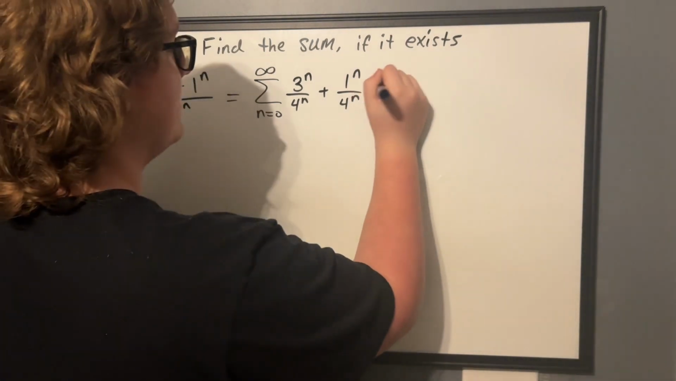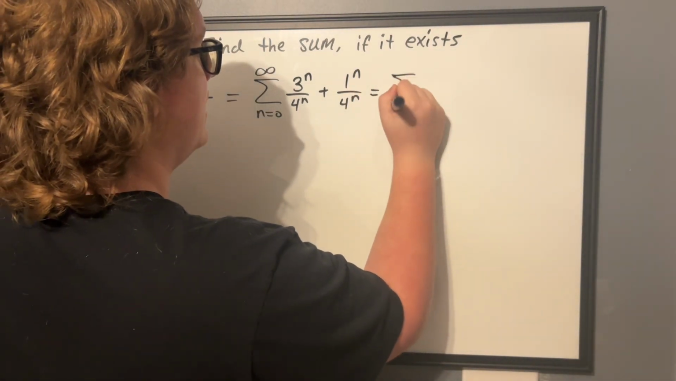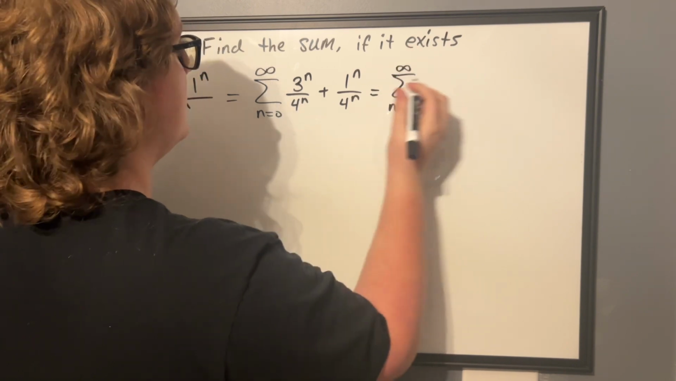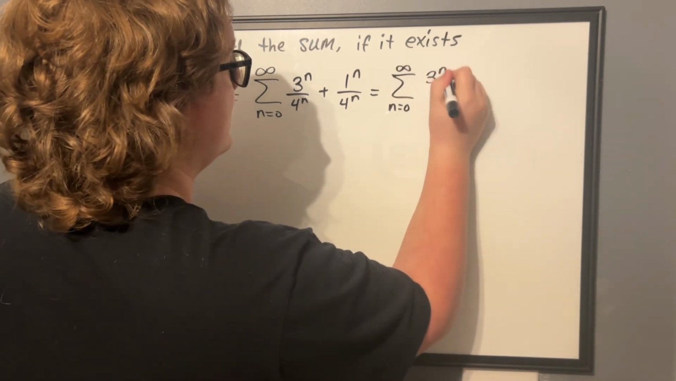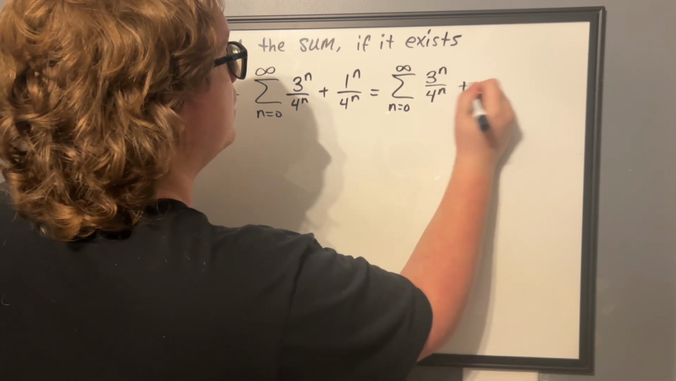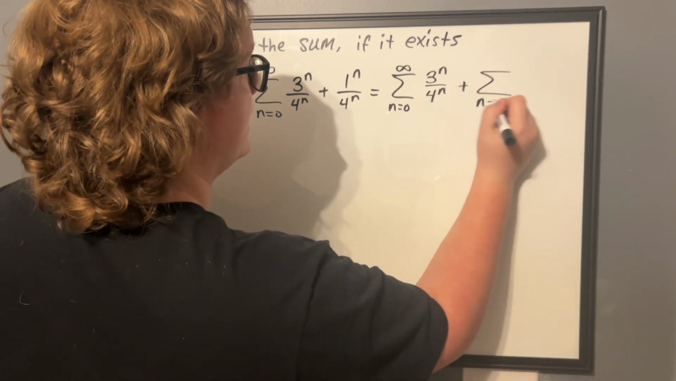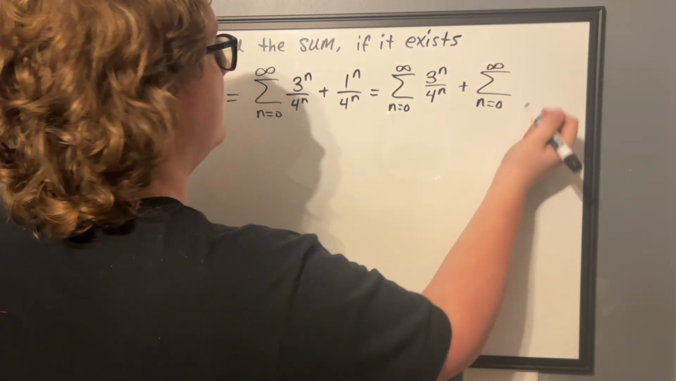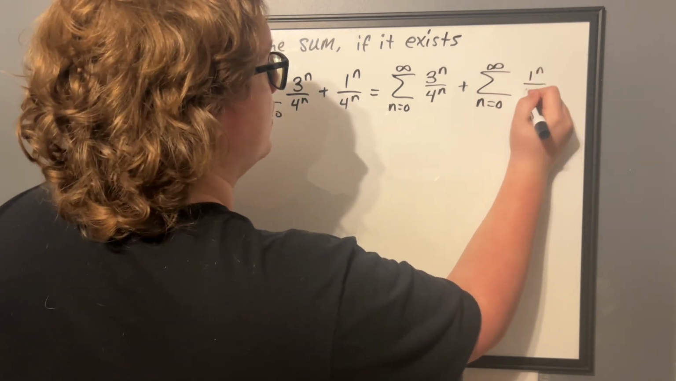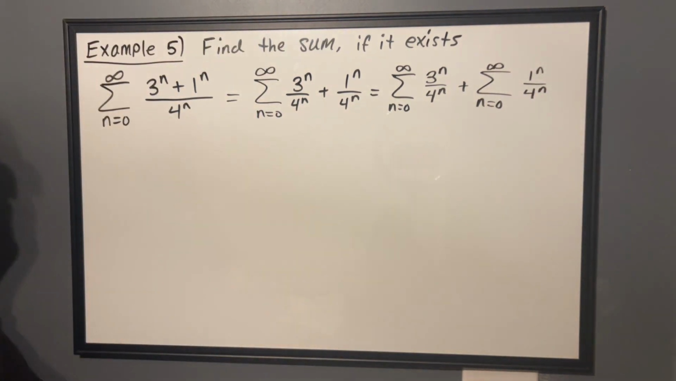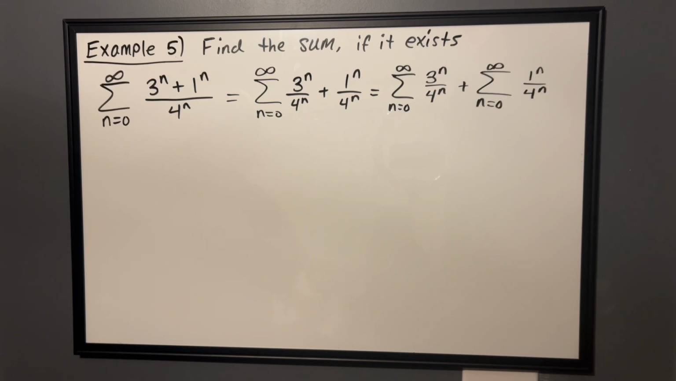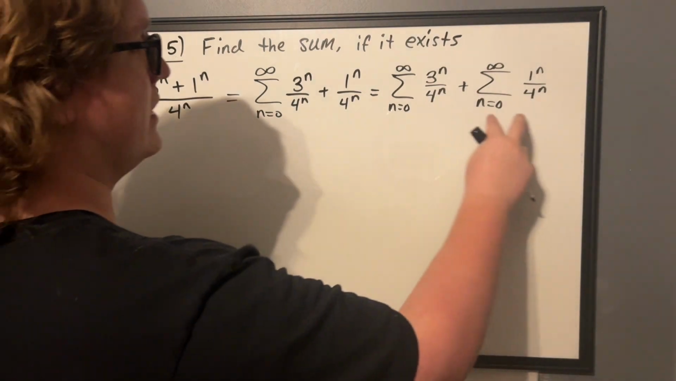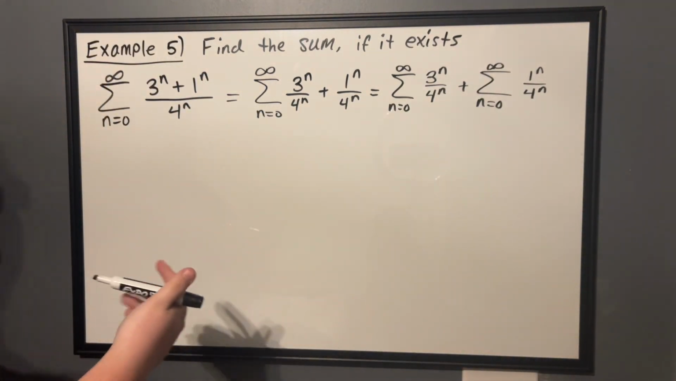So this is the same thing as the sum from n equals 0 to infinity of 3 to the n over 4 to the n, plus another sum from n equals 0 to infinity of 1 to the n over 4 to the n. We're allowed to do this. We can split up series just like we could split up integrals, right? We're perfectly allowed to do that. So using this, now we just have two geometric series. So we can work with these individually.